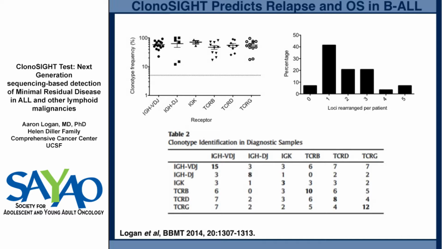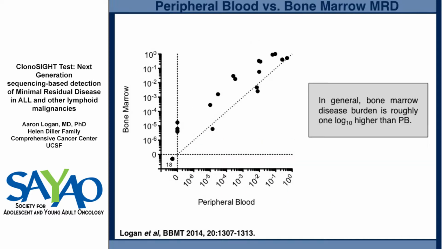Now, of these 29 patients, we were able to identify a trackable clonotype in 92%, and more than half of the patients actually had 2 or more clones that were suitable for tracking for MRD. In the study, we assessed about 240 samples, of which we had around 40 paired peripheral blood and bone marrow samples, and so we wanted to address the question of relative sensitivity in these 2 different compartments.